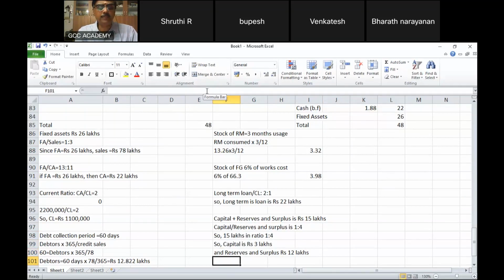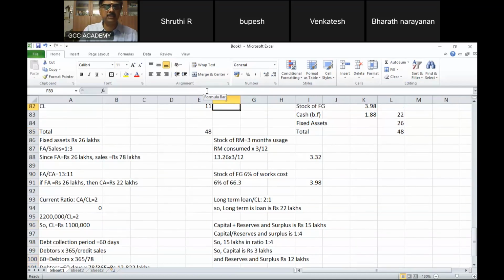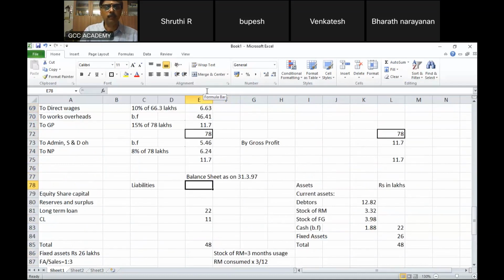So, 5 times of it is 15 lakhs. So, 1 time is 3 lakhs. Now, 3:12. So, this capital is 3 lakhs, and reserves and surplus is 12 lakhs. So, your balance sheet tallies. Clear?